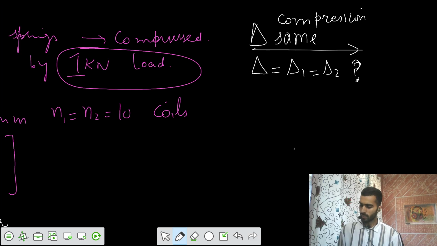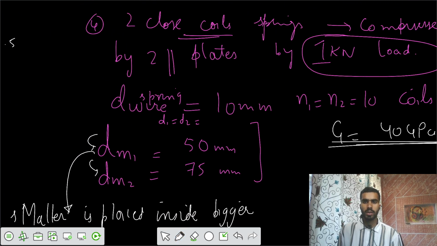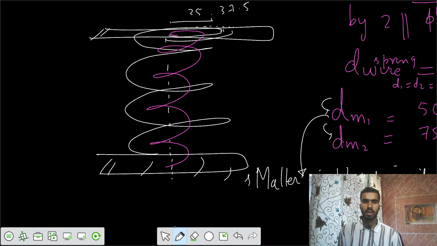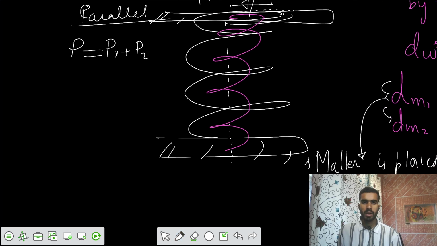Next, you need to say what is tau max 1 and tau max 2, the maximum shear stress developed in the first material and the second material. Corresponding to that, we have a G value of 40 gigapascal for both materials. There is a 1 kilonewton load acting. Let's say we have two plates, and you are applying a load of 1 kilonewton. Since the combination is parallel, the total load is shared between spring 1 and spring 2.